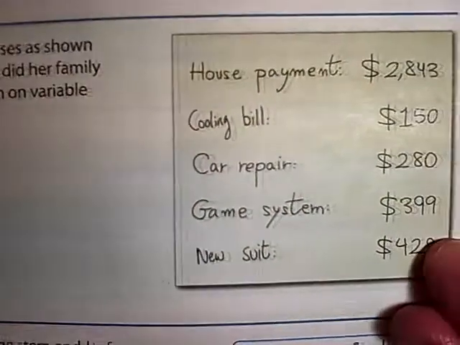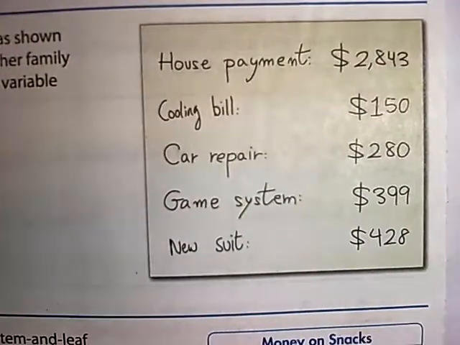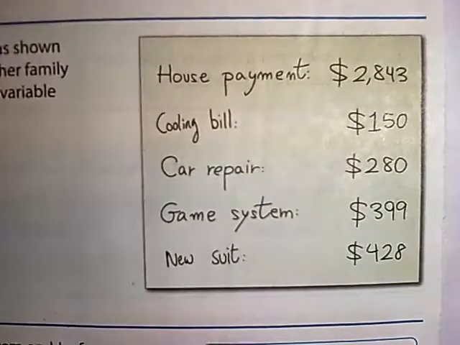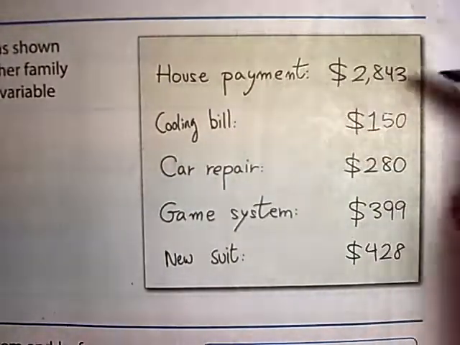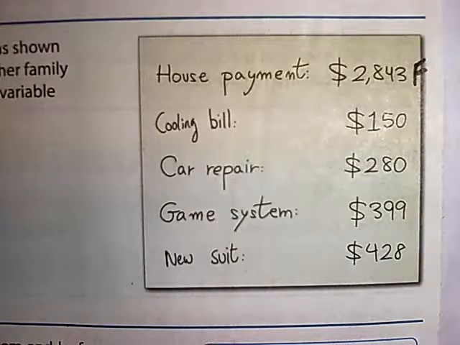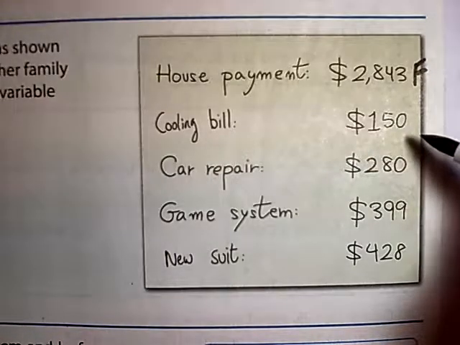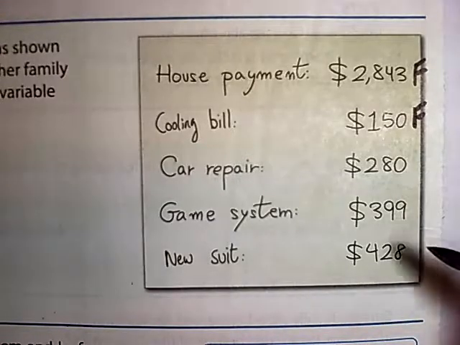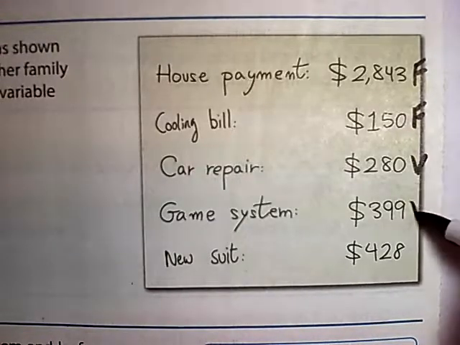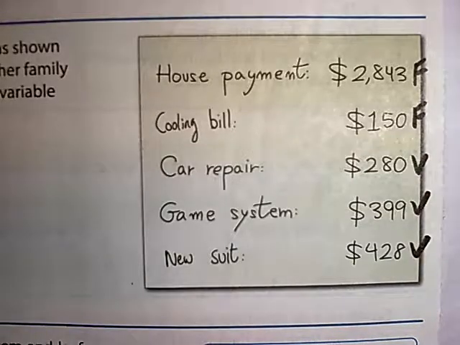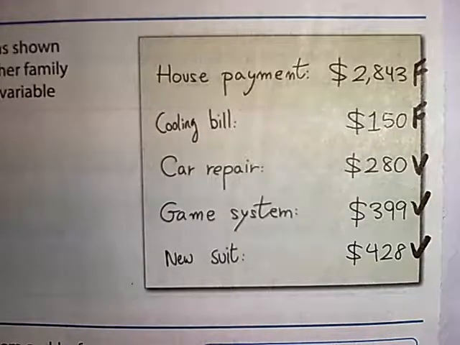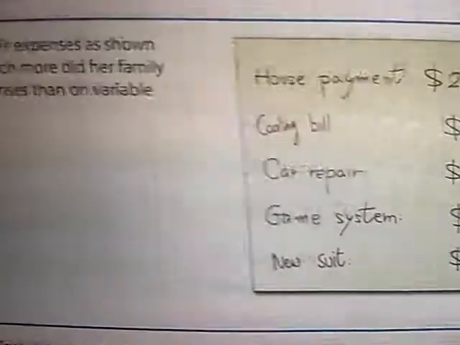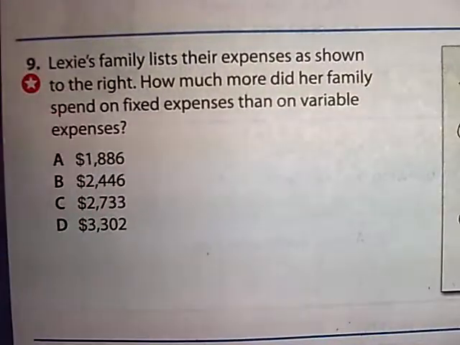On this one, I want to go ahead and go over the expense types with you. Okay, I'm going to look at the expenses and I'm going to say, well, a house payment is fixed, right? Because they expect it every month. A cooling bill, that's actually the electricity, that is fixed. Car repair, game system, and new suit are all variable because they may or may not happen. So I think that by giving you those descriptors, you're able to do the problem right here.